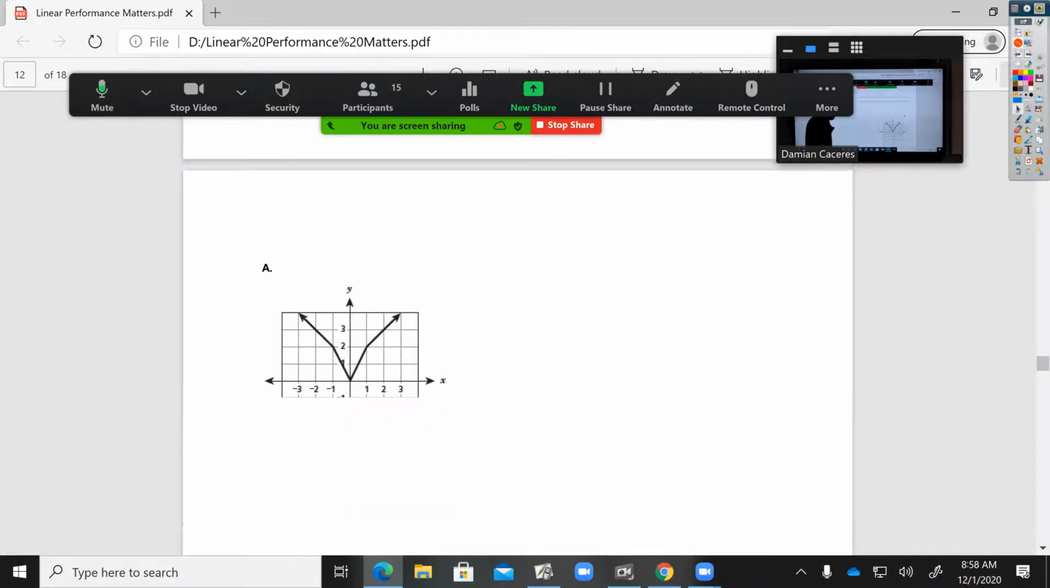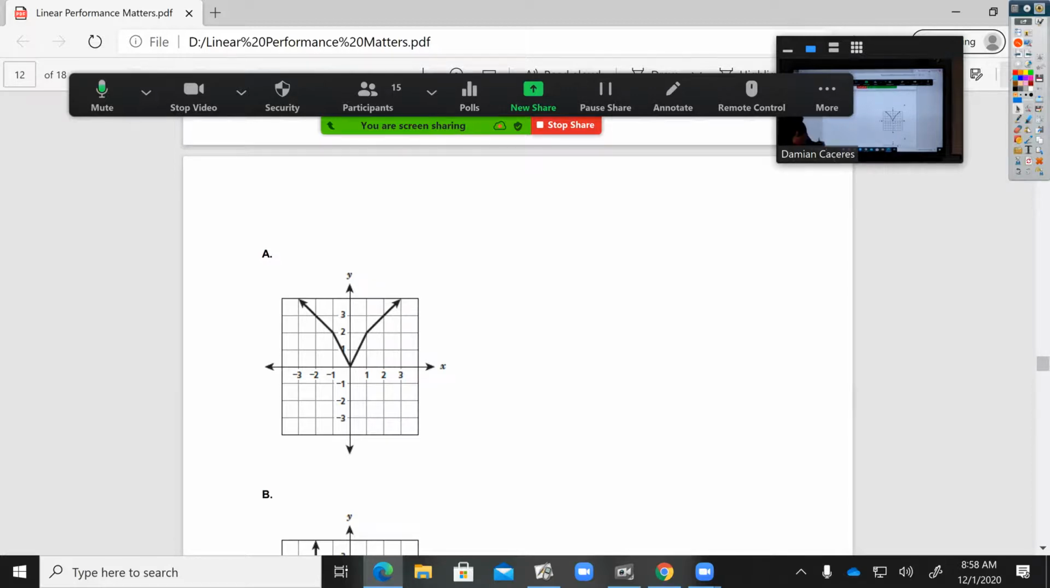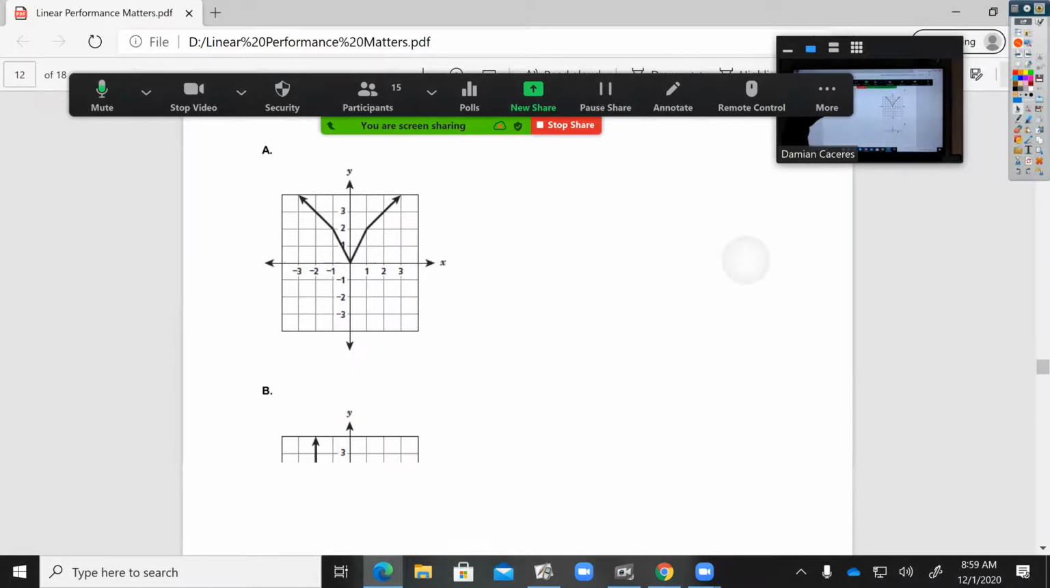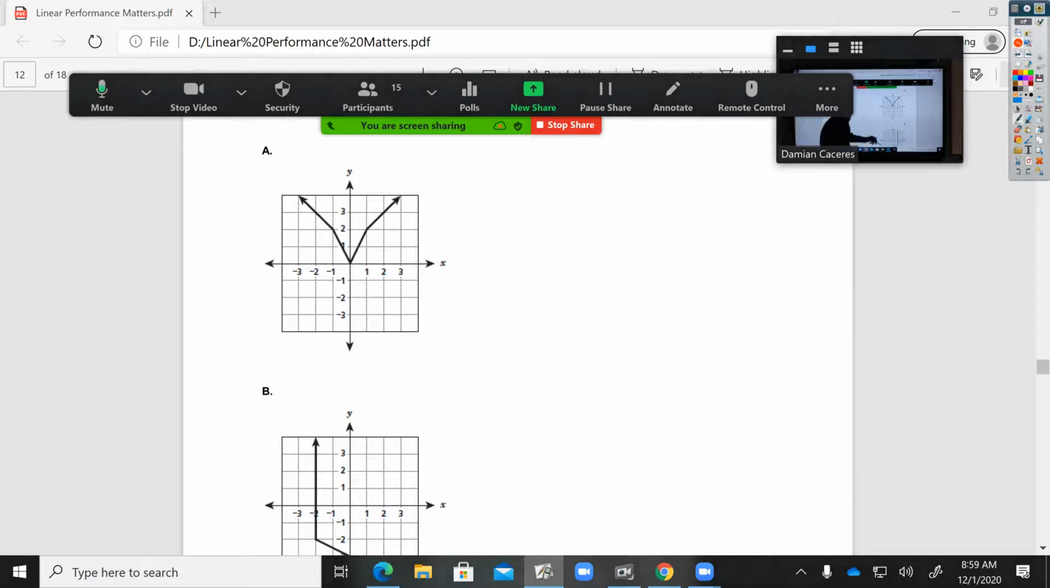Now in this question, it's the same question: is it a function or not? But they give you graphs. When they give you graphs, all you need to do to figure out if it's a function or not is a vertical line test. You just draw a vertical line down every single box, and then look at your lines. If your graph touches two spots on your vertical line at the same time, it is not a function.